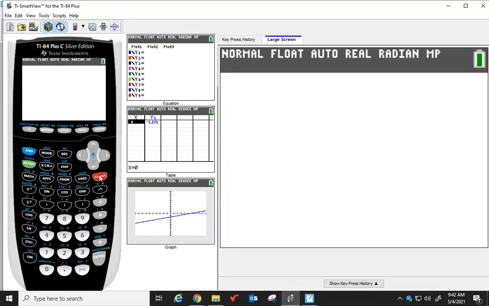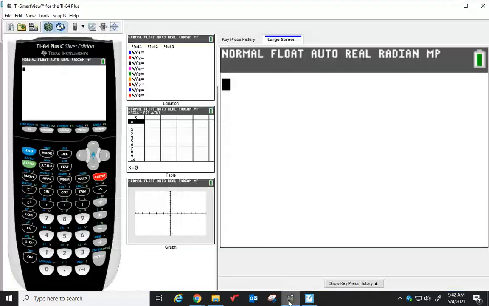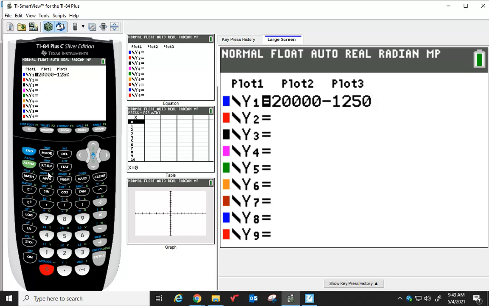Okay. Now, in the graphing calculator, we're going to plug in y1 equals 20,000 minus 1250 times x. So I'm going to click on the top left button, y equals. And in the place of y1, I'm going to type in that equation, which is 20,000 and then subtract 1250. And the X button is directly beneath the mode button, so just hit that.